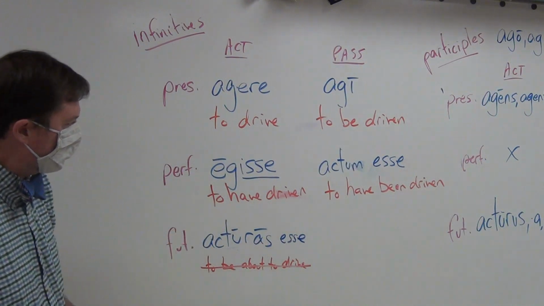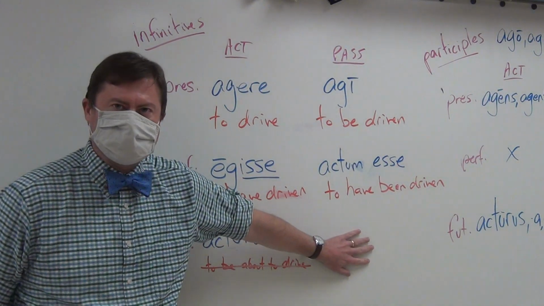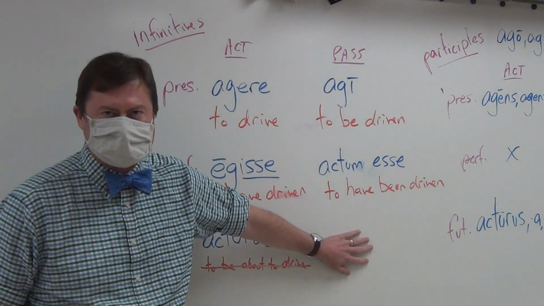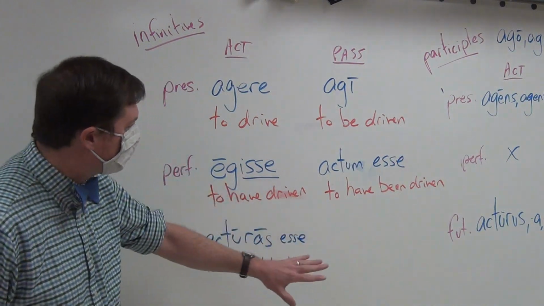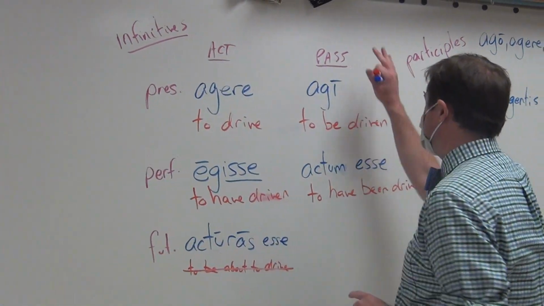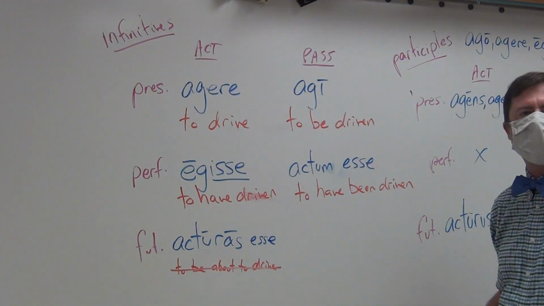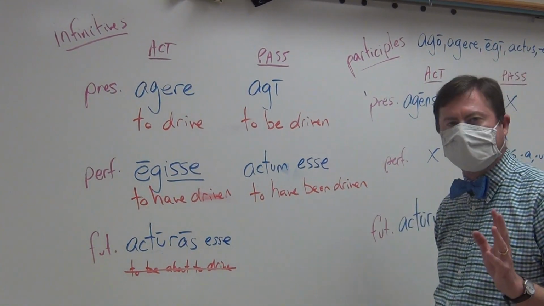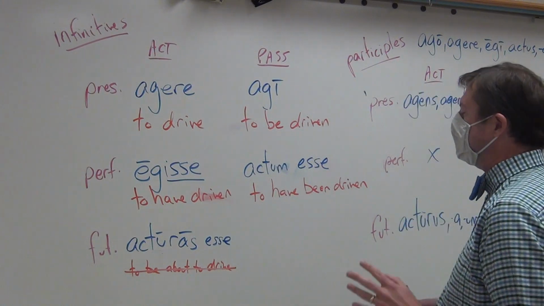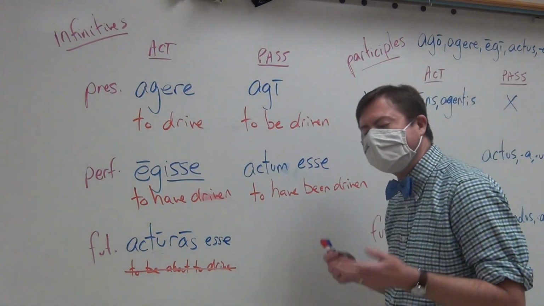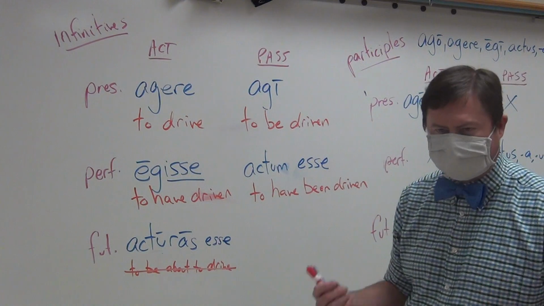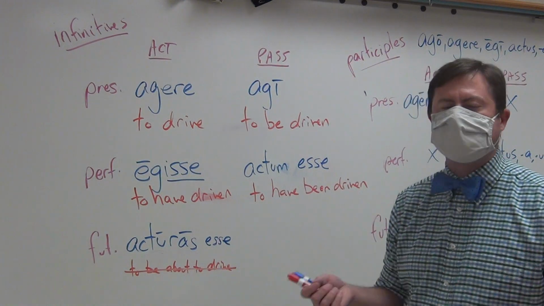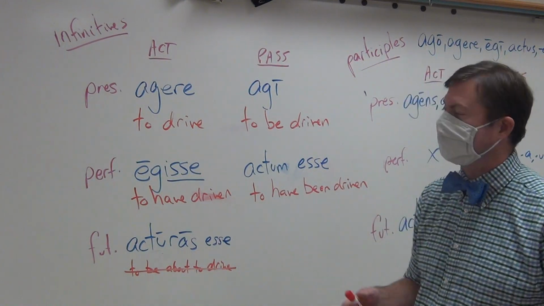Now, this one over here is the unicorn. You never see it. It doesn't exist for the most part. I've only seen the future passive infinitive 3 to 10 times in my life. Not very often. I read thousands of lines of Latin. And so, I give it to you, you learn it, but it is never, ever seen. And it's weird. It just is. And so I'm not going to really talk about it that much.